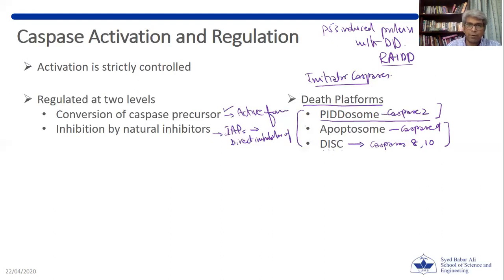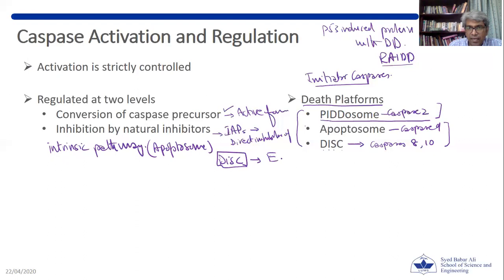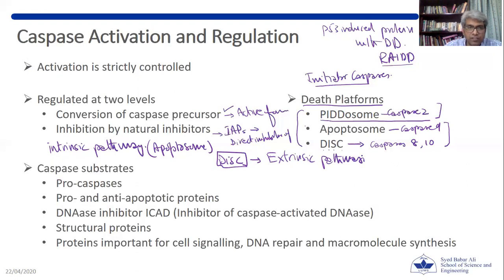So your apoptosome, as you can see, activates caspase 9 and is part of the intrinsic pathway. Your DISC complex, death-inducing signaling complex, is activated in response to the extrinsic pathway, and is part of the extrinsic pathway.